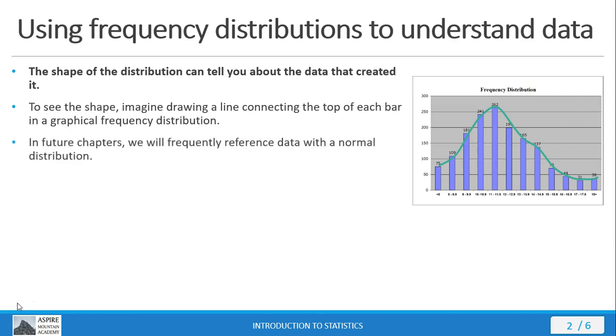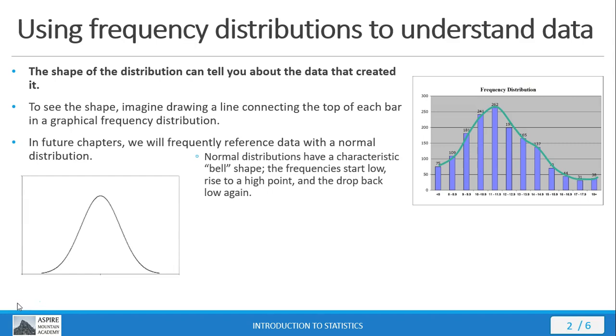Now, we'll be talking about normal distributions much more in depth later in the course. For now, all you need to know is that the normal distribution has a very characteristic bell shape, meaning it looks like the outline of the shadow a bell would make. The frequencies start low, so here on the left they start low, then they come high around the center, and then they come back down in a symmetrical fashion.